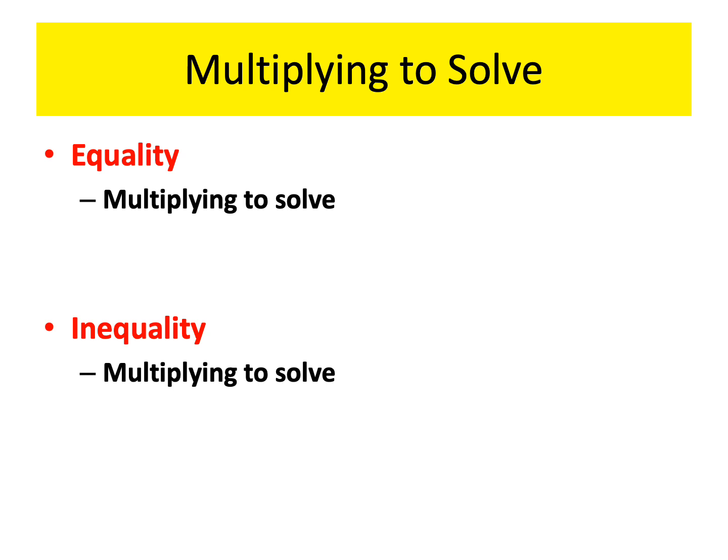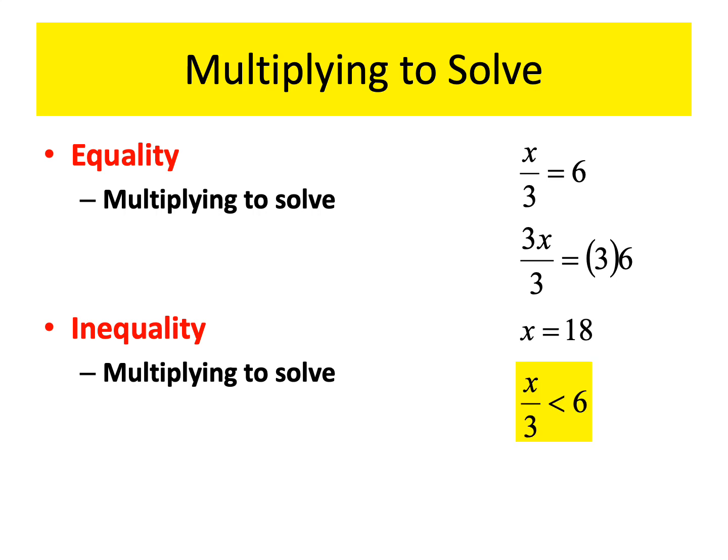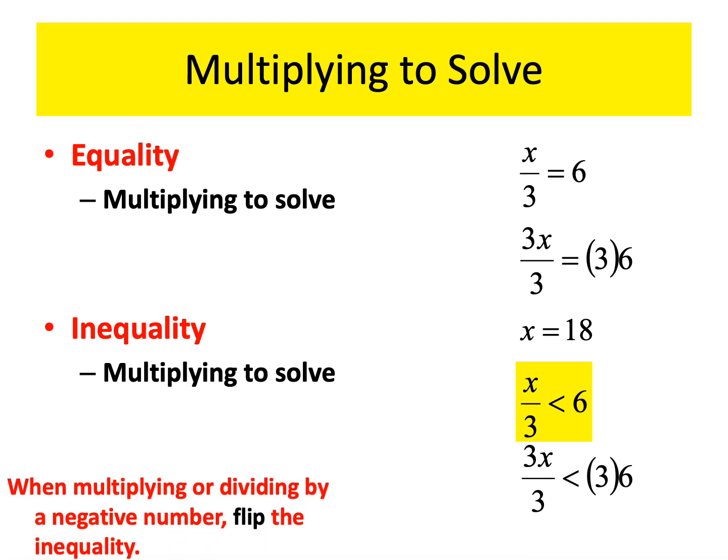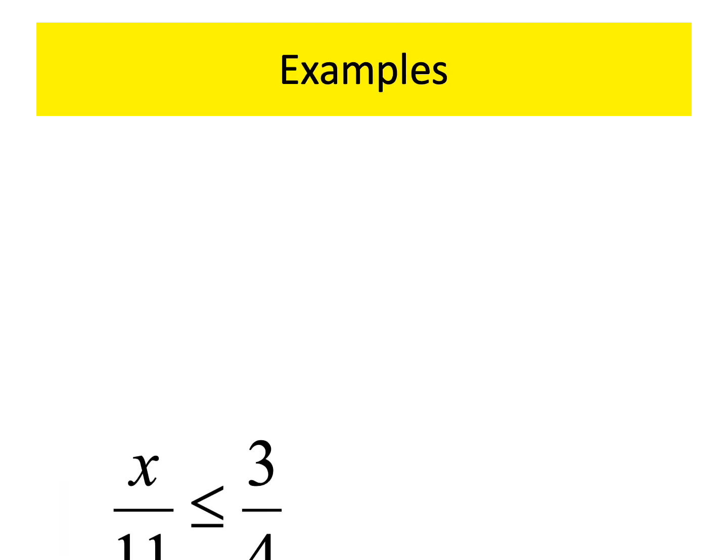Multiplying to solve, last one. Let's see. For an equality, when you got to multiply, we multiply both sides by 3. And for an inequality, we're still going to multiply both sides by 3. And just remember the rule. If we ever multiply or divide by a negative number, we have to flip the inequality. Okay. All right. Some quick examples.